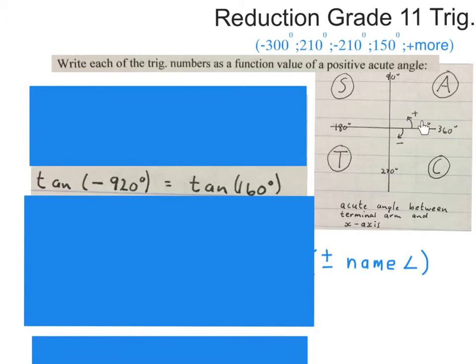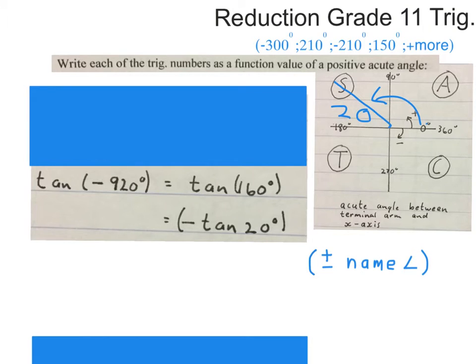160 will be from here all the way up into this quadrant. It'll look like this. And then the acute angle between the terminal arm and the x-axis will be 20 degrees. 160 to 180 is 20. So I will write tan 20. I'm not in the tan quadrant. I'm in this quadrant, the sine quadrant. So this is going to become negative tan 20, which will be my final answer.